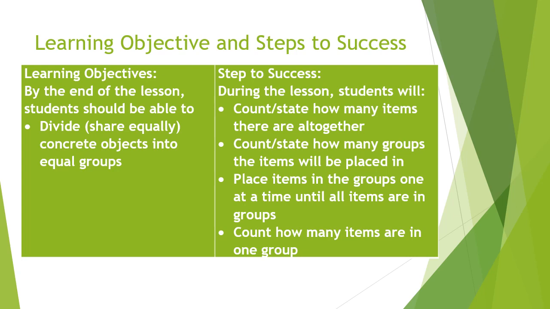Sekarang teacher explain. So, what you'll do during the lesson, the steps to success, is you're going to count how many items there are altogether, kira benda semuanya, count how many groups the items will be placed in, kira berapa kumpulan, place the items in the groups one at a time until all the items are in groups, ambil benda, simpan dalam kumpulan one by one, satu per satu, sampai semua benda itu dalam kumpulan, and then count how many items are in one group. Kira berapa benda ada dalam satu kumpulan itu.